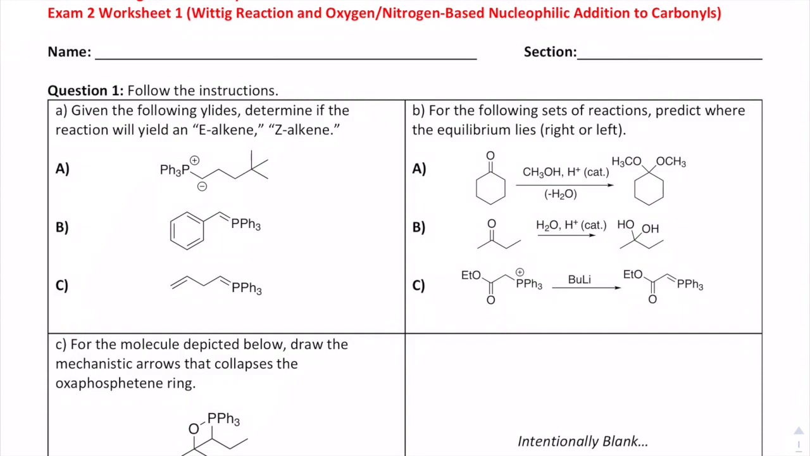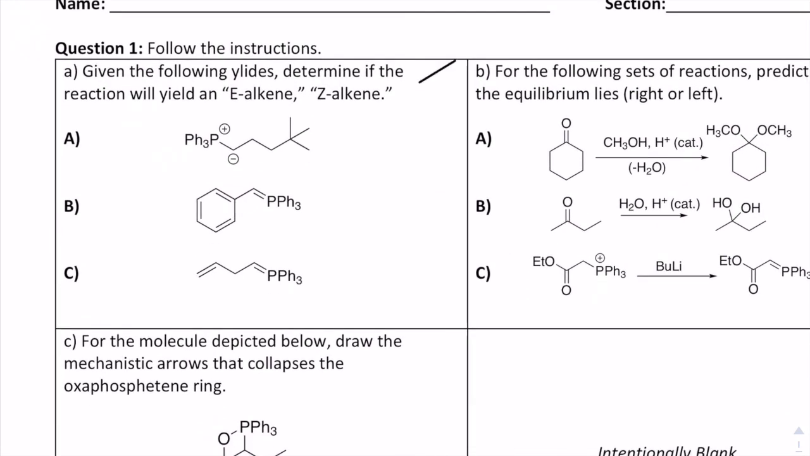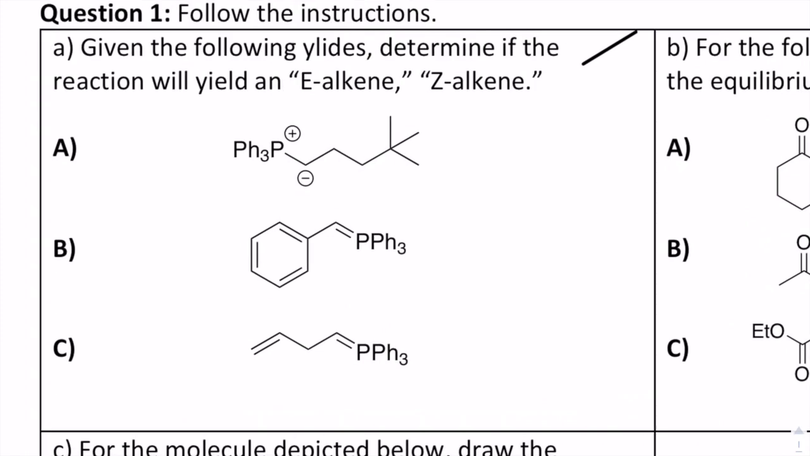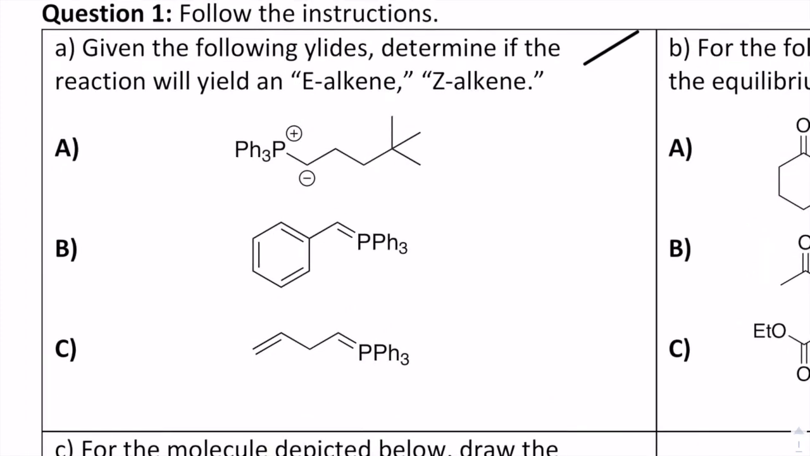So without further ado, let's just jump right in. For 1A, given the following ylides, determine if the reaction will yield an E or a Z alkene. In the Wittig reaction, we have these reagents called ylides, which is basically a molecule with a phosphorus-carbon bond, and they both are charged species. The phosphorus is positive, the carbon is negative. That is what an ylide is.